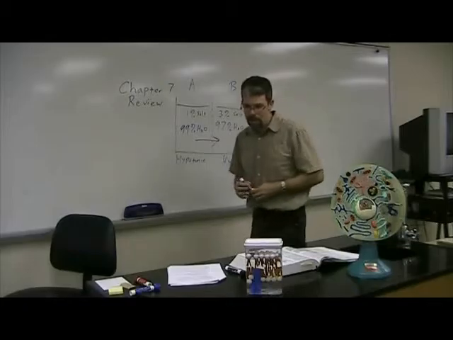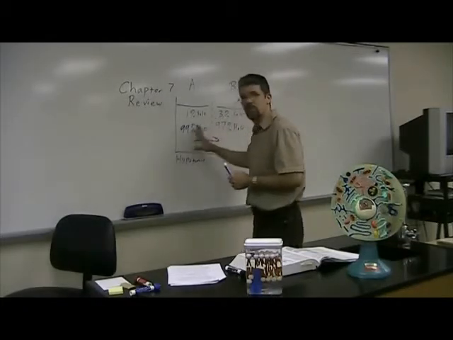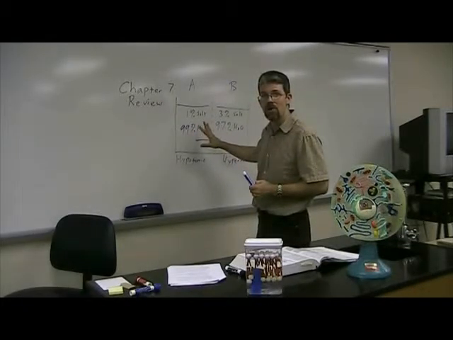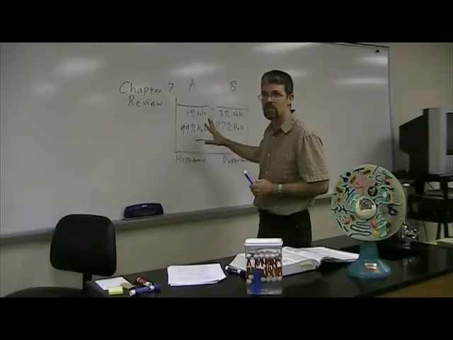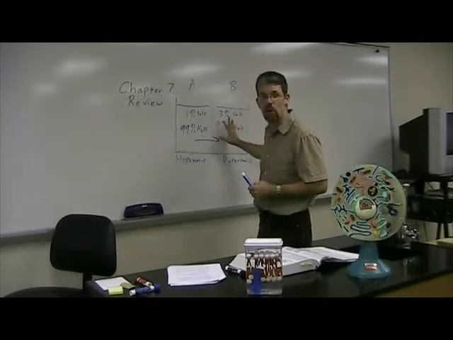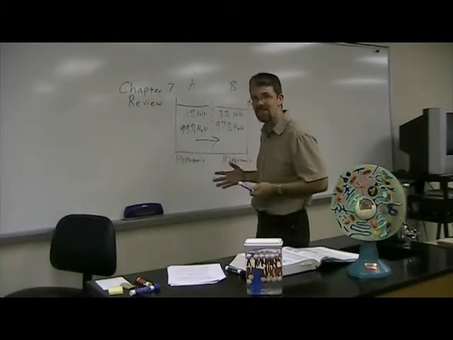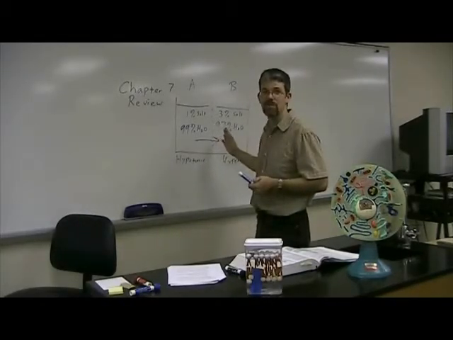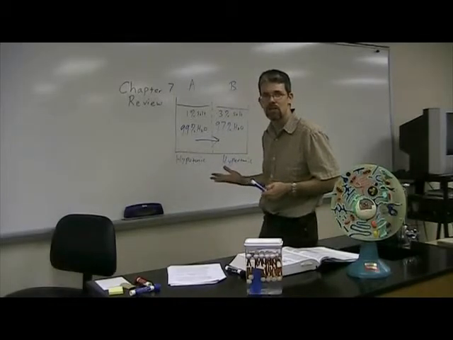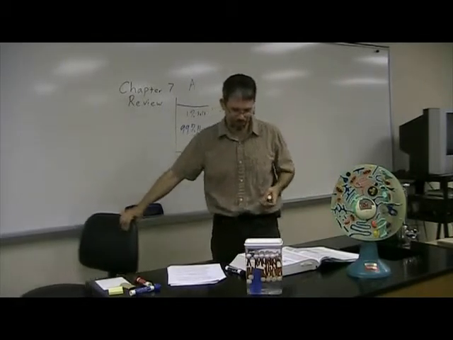Now, suppose both solutions had the same amount of dissolved solutes, in which case the concentration of water would also be the same. They would therefore be isotonic. With isotonic solutions, you do not expect osmosis to occur because there's no concentration gradient of water. They're equal.